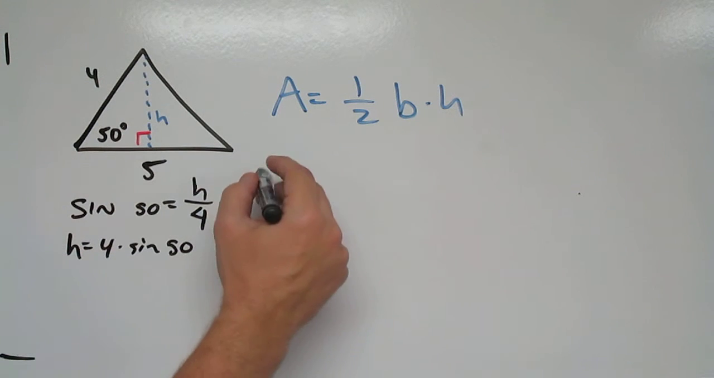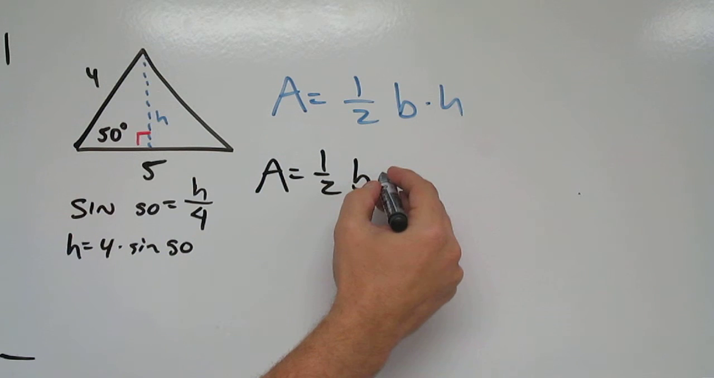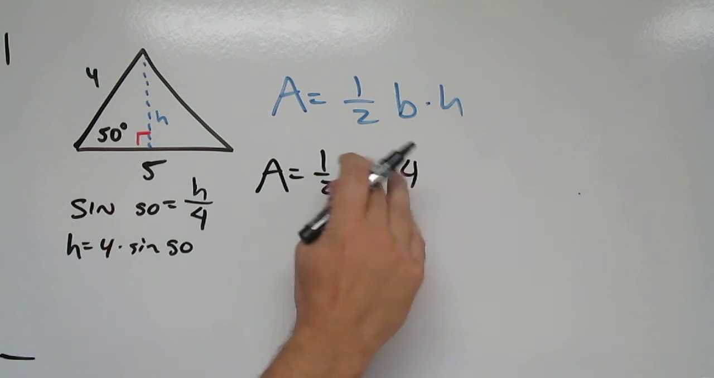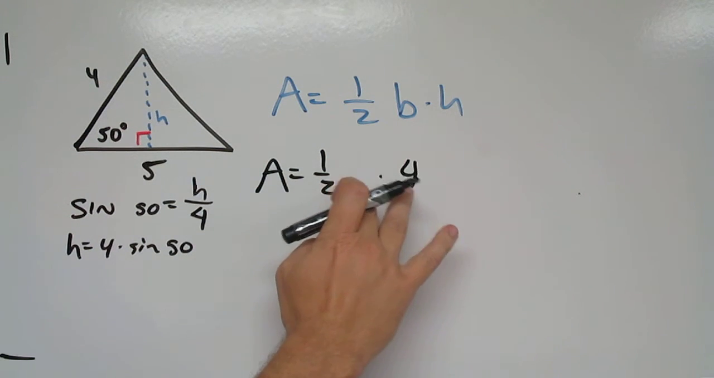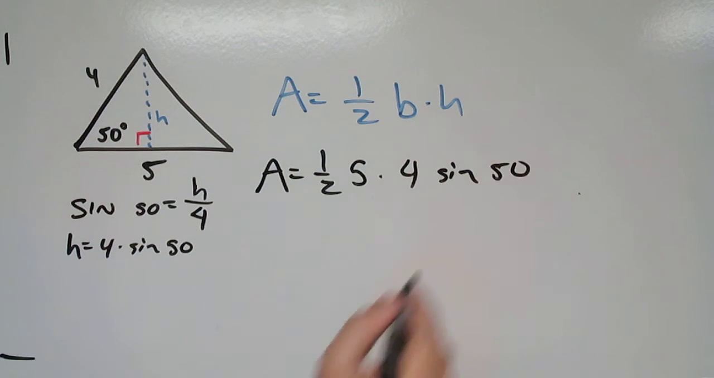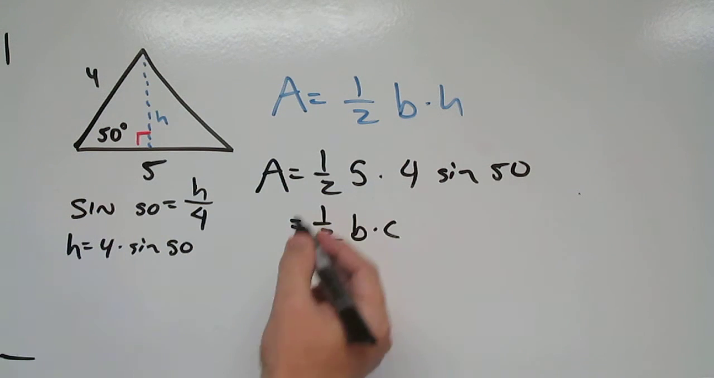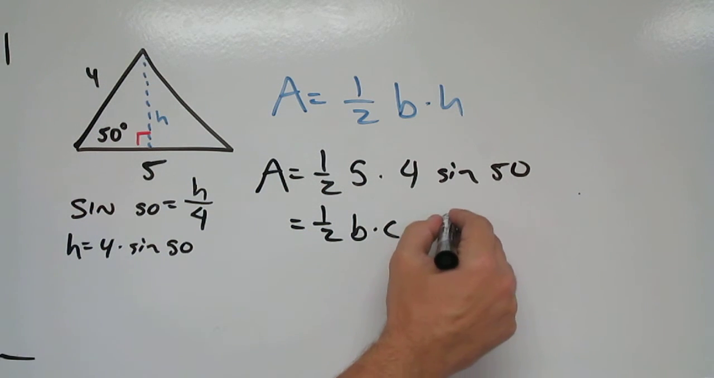So I can say the area is 1/2 the base times the base in this case would be 5 times 4 sine of 50. And that's going to give me what the area of this triangle is. And so I'll leave that up to you to put that in your calculator. But we get this formula that area in general for any triangle is going to be 1/2 b times c times the sine of a.